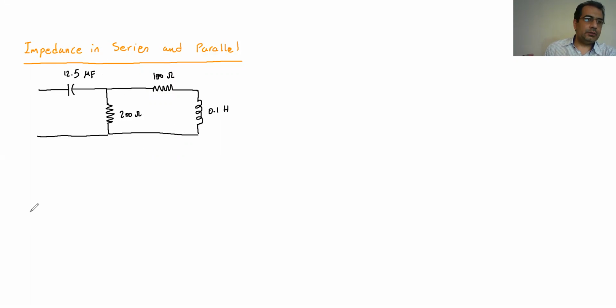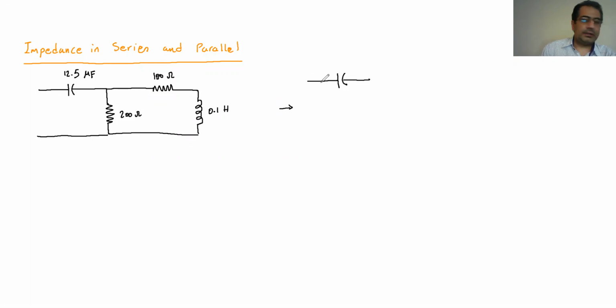Finding the equivalent impedance is like finding the equivalent resistance when we were working with resistances. The very first thing to do when we want to find the equivalent impedance is to write the impedance for all the elements we have in the system. The very first one I have is this capacitor.